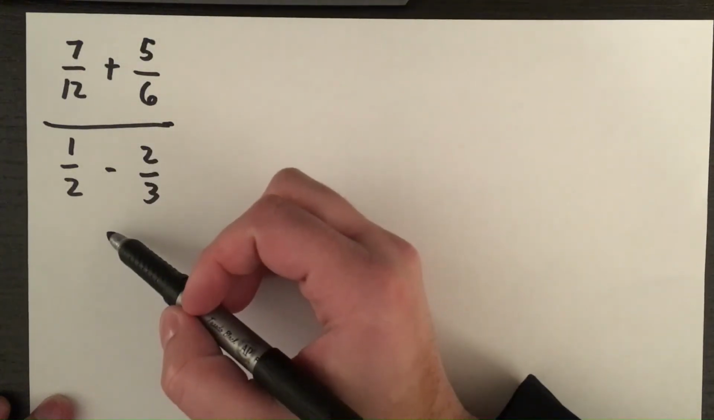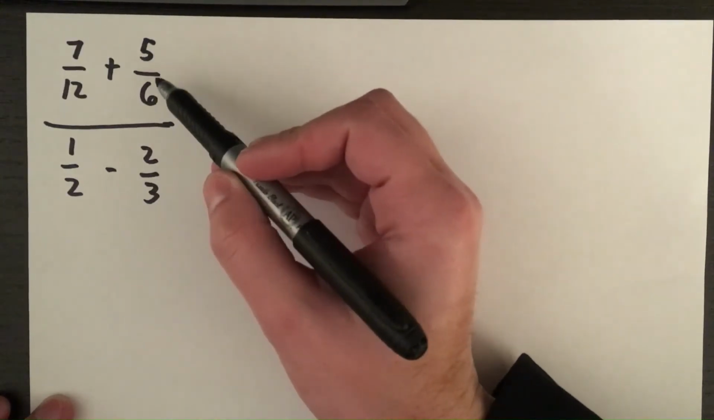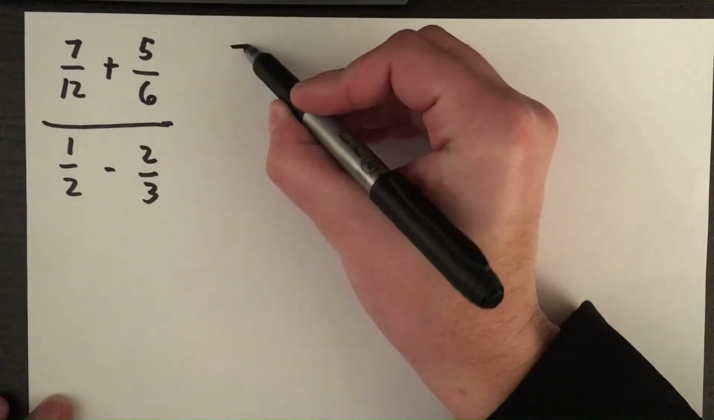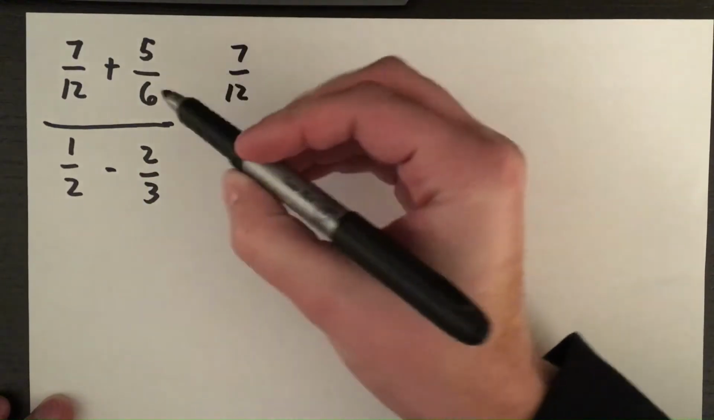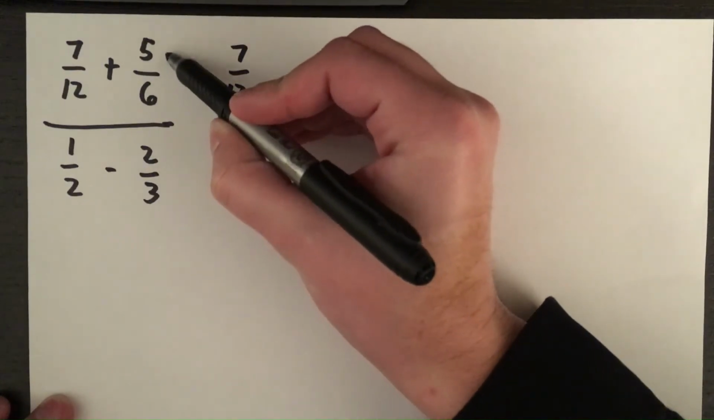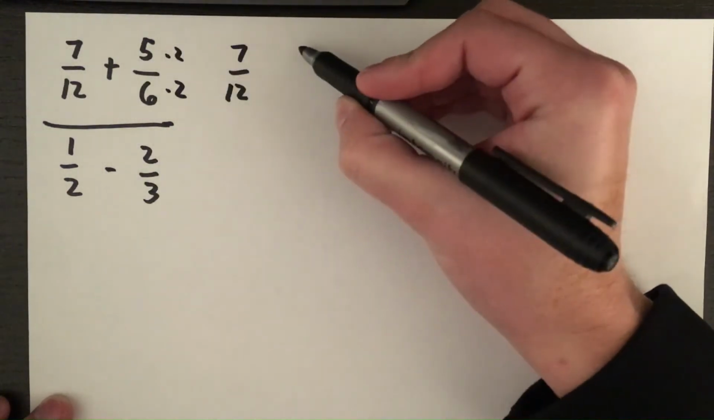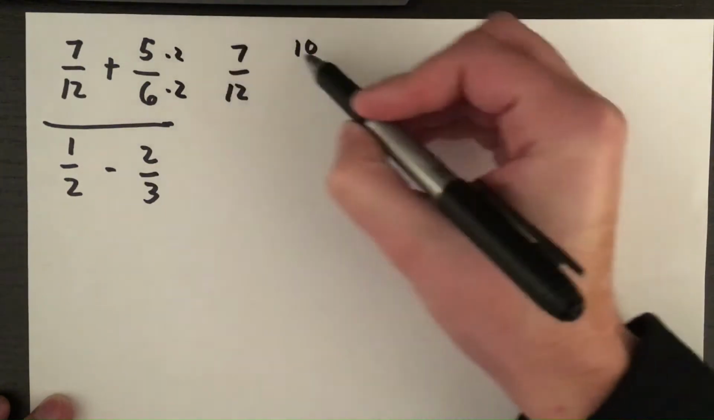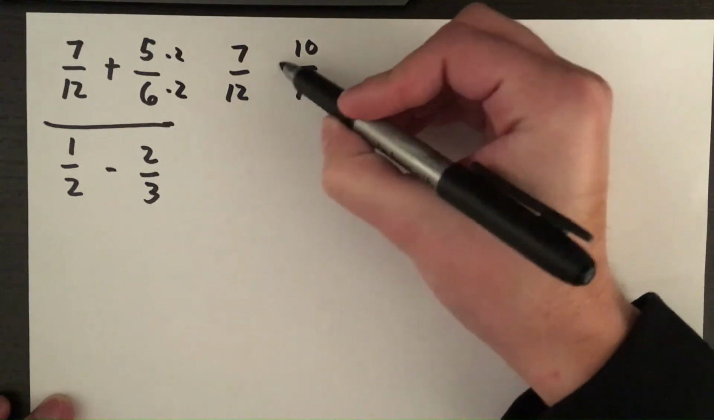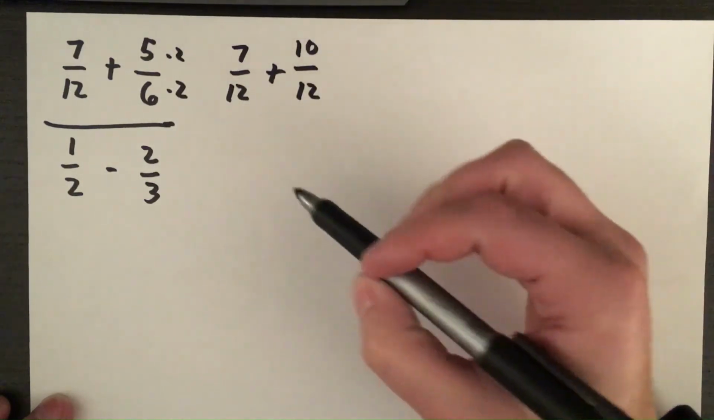So I can see here that we can multiply this by 2 to get a common denominator of 12. So we'll still have our 7 over 12. I'm going to multiply this fraction by 2. So times 2 times 2. And we're going to get 10 on top and then 12 on the bottom. So now we turn this into 10/12.